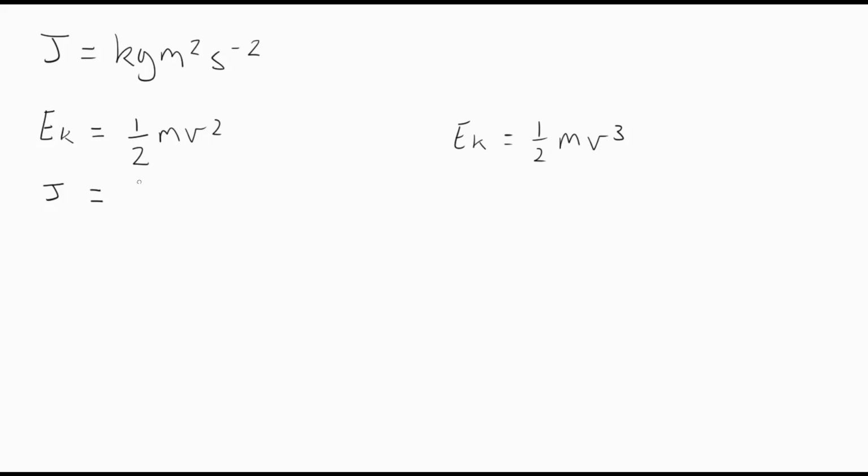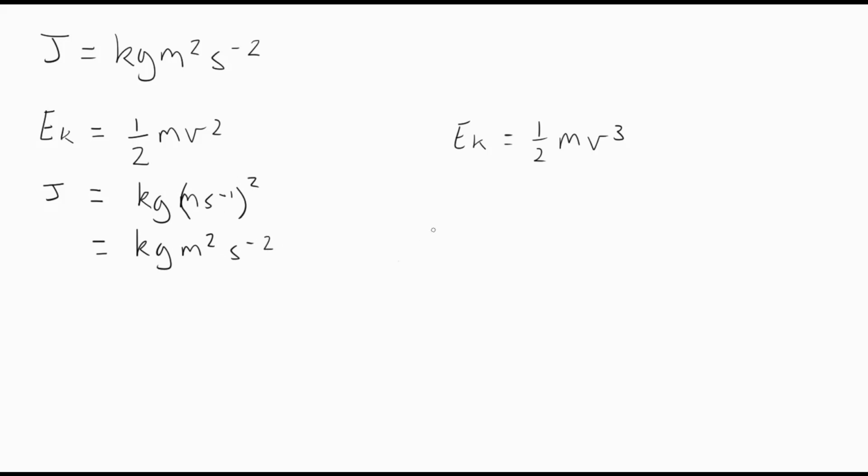So let's work it out. We take each term in order. The half has no units, so we can ignore it. The mass is in kilograms. We know that speed or velocity is in meters per second, so we do ms to the minus 1 there, and the whole thing is squared. So that looks like kg m squared s to the minus 2.